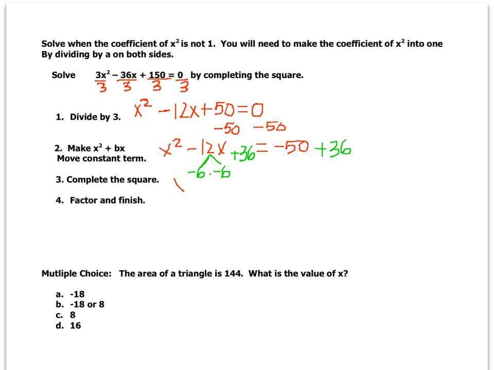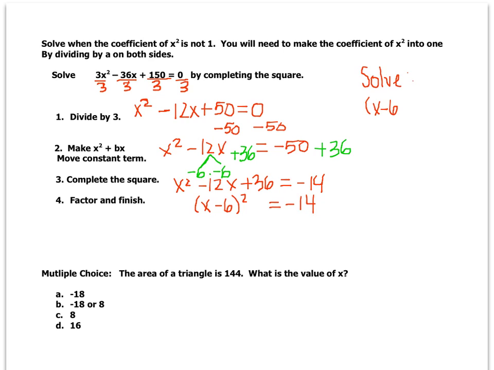So I now have x squared minus 12x plus 36 equals negative 50 plus 36, which is negative 14. So I can now factor this. That's x minus 6, the quantity squared, equals negative 14. The original directions were to solve it, so now let's solve it. I'll rewrite it over here. I've got x minus 6, that quantity squared, equals negative 14.